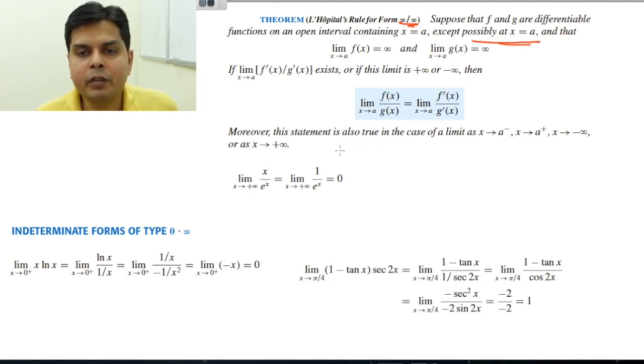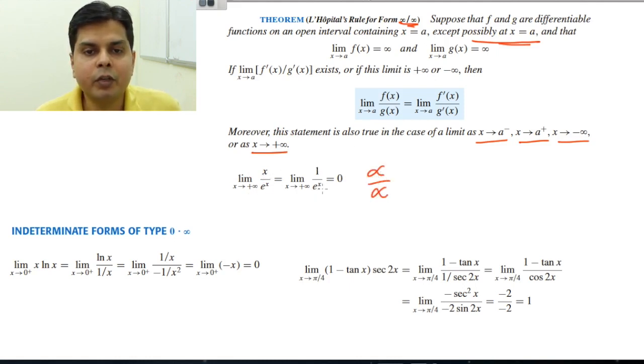And moreover, this statement is also true in the case of limit as x tends to a minus, x tends to a plus, x tends to minus infinity or plus infinity. Okay, now suppose I have to find limit x tends to infinity, x by e to the power x. It is infinity by infinity form. You differentiate, you will get 1 by e to the power x, which is equal to 0. That is the answer.